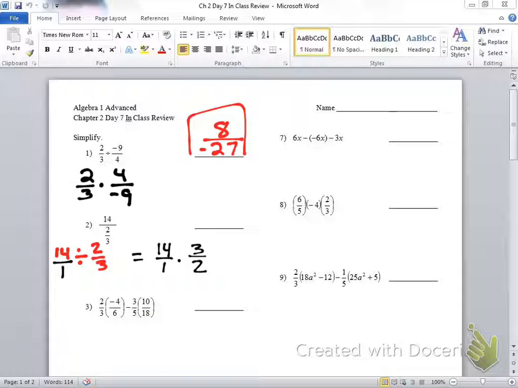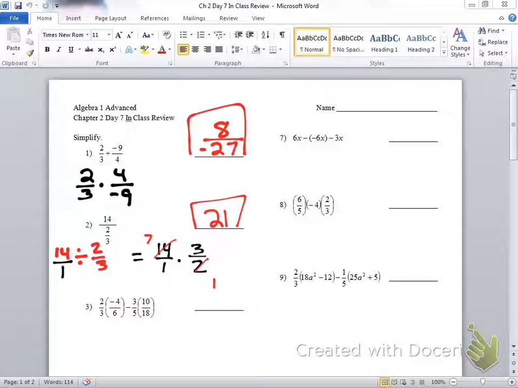And then here's one where you can simplify as you go, right? 14 and 2 simplify to 7 and 1. Multiply across the top, you get 21. Multiply across the bottom, you get 1. We don't need the 1. We're good. Questions?